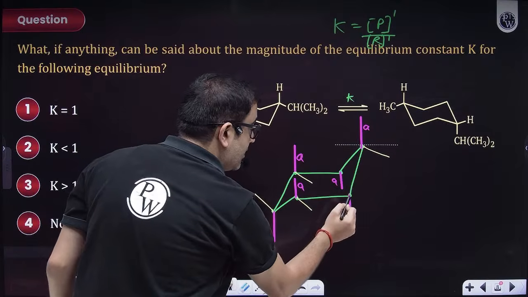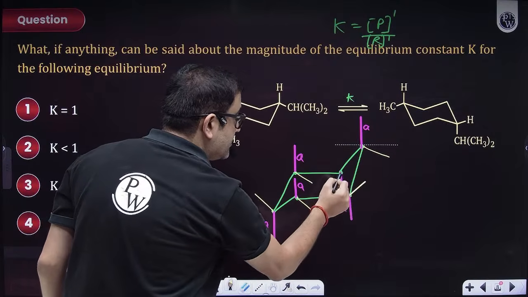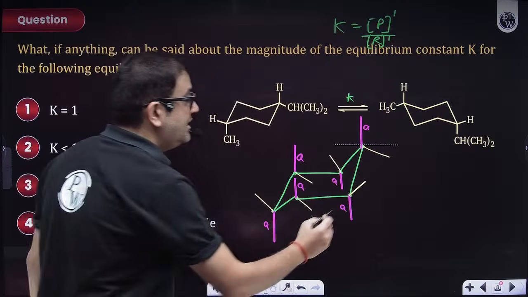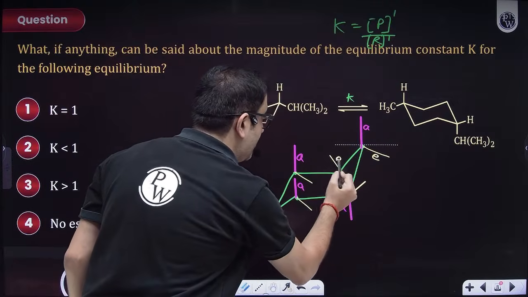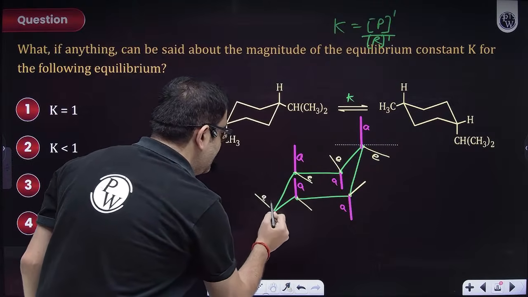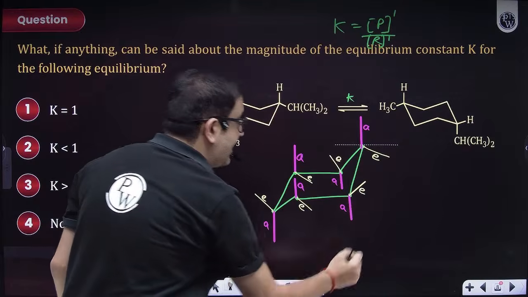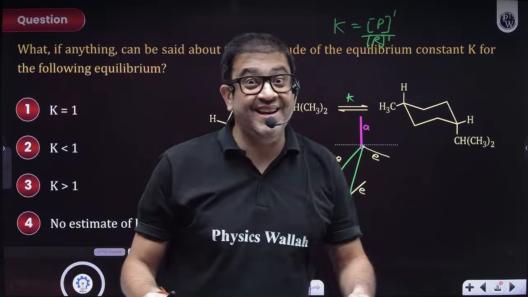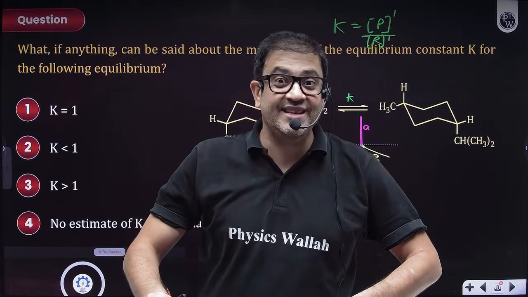Sir, because this is down, so above the plane. So that means these are your equatorial bonds. So technically each carbon has an axial bond and an equatorial bond. Now, sir, energy profiling was done for these cyclohexane conformers also.